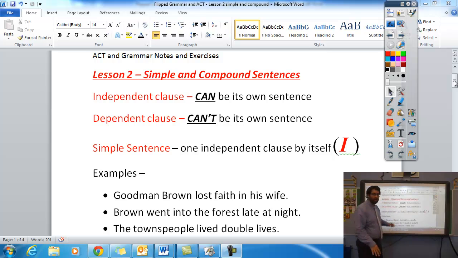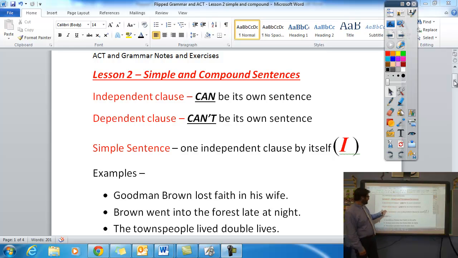So just a quick review. Remember, independent, just like an independent person. An independent clause can be its own sentence. It's got a subject, it's got a verb, it's a complete thought, so it can be its own sentence. A dependent clause has a subject and a verb, but it has one of those subordinating conjunctions, and it's not a complete thought. It can't be its own sentence. It can't stand on its own. So to understand the different kinds of sentences we're going to be talking about today, we've got to understand these different kinds of clauses.